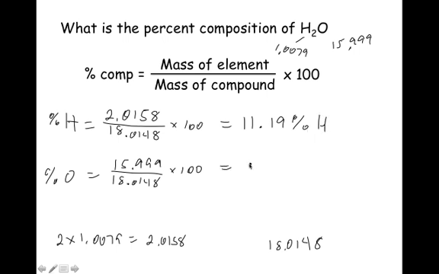And for the oxygen, you get 88.81%. And these should add up to 100%. You can double check your answers by doing that, right? Because all percentages must equal 100. And so that is your answer for the first one. That's pretty simple, pretty straightforward.